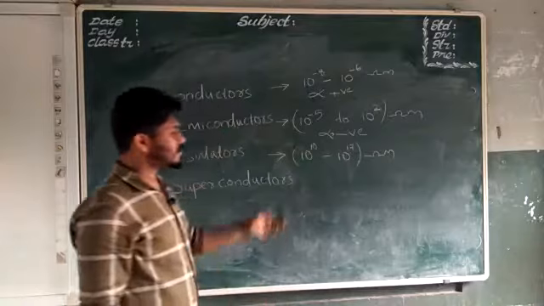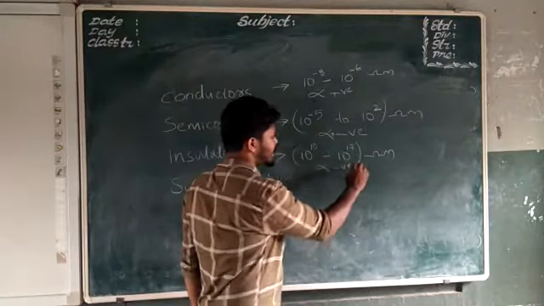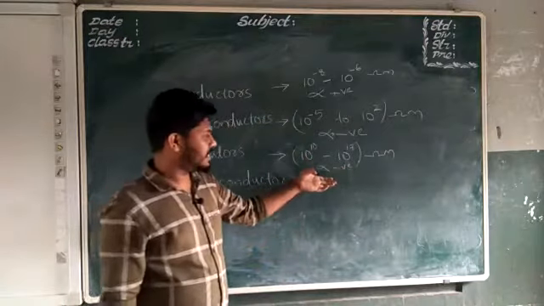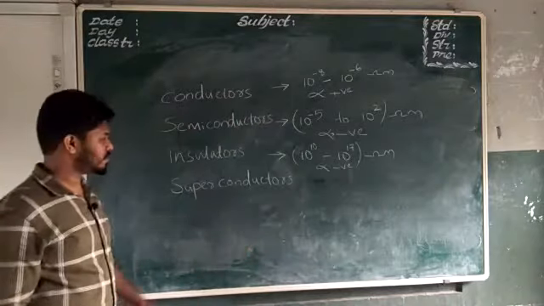This is the resistivity range of insulators. Their alpha is also negative. That is, their resistivity decreases when we increase the temperature. This point we have to note down.